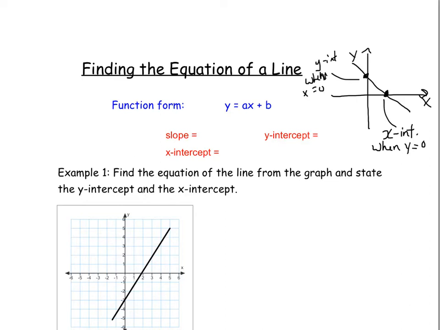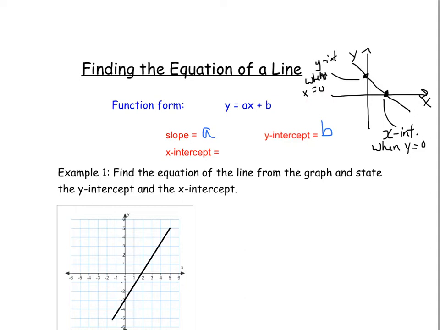Now the a represents the slope, so our slope is equal to a. And the b represents the y-intercept. Just a little reminder, the y-intercept is the point where the line crosses the y-axis. So it's this point here on this little diagram. And it's the point when x is equal to 0. So it's the y value when x is equal to 0.